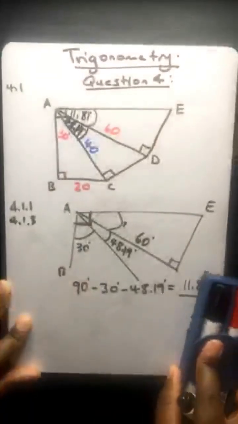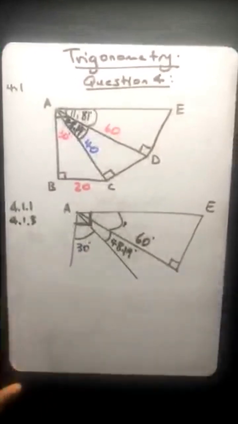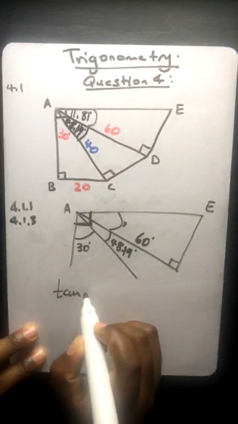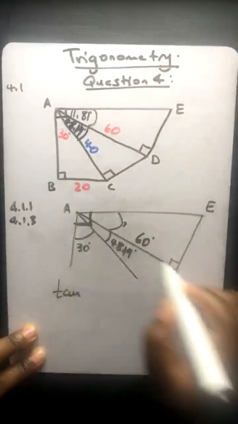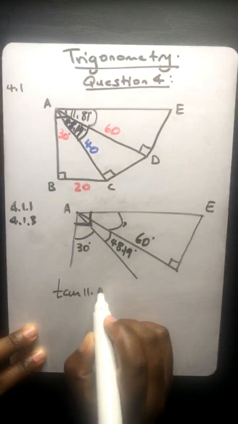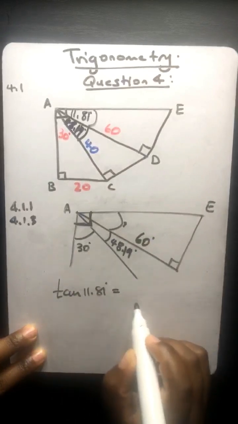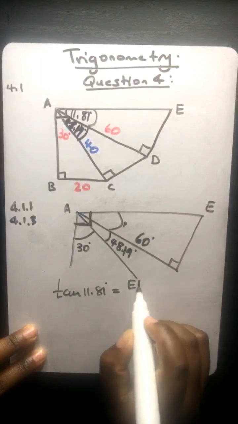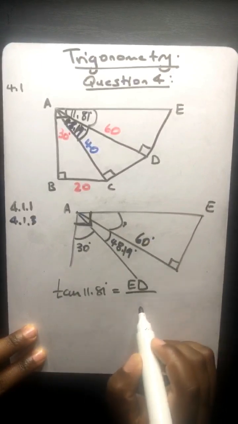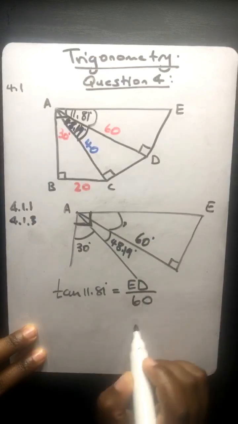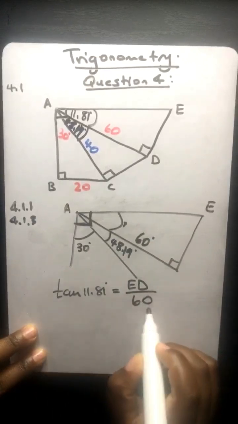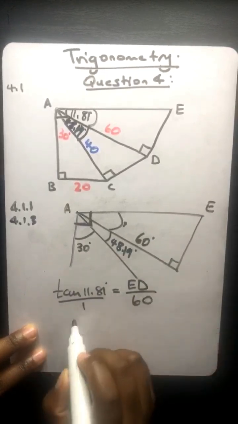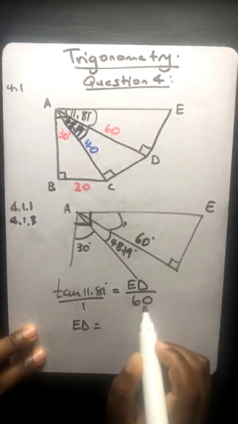So that means the trigonometric ratio that we're going to use is tan, because it is the one that has an opposite and this is adjacent. So that means our angle there is 11.81 degrees, which equals opposite being DE or ED over adjacent being 60 there. So can you see? You can still fractionalize and then cross multiply. So what is 1 times ED? It is just ED, which equals that by that.